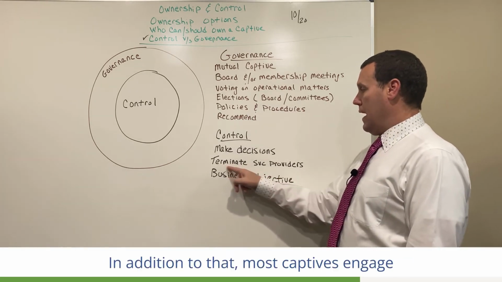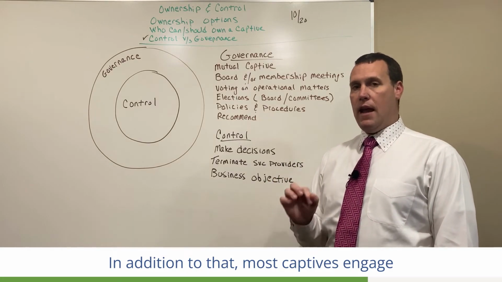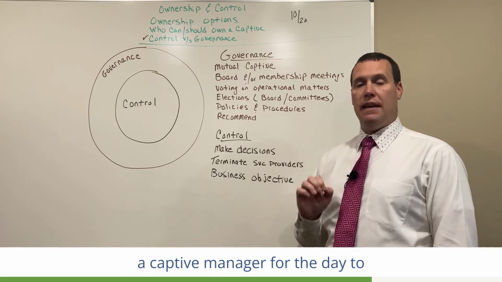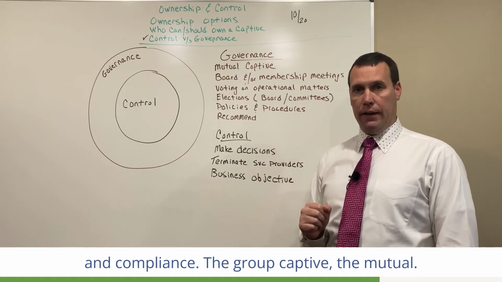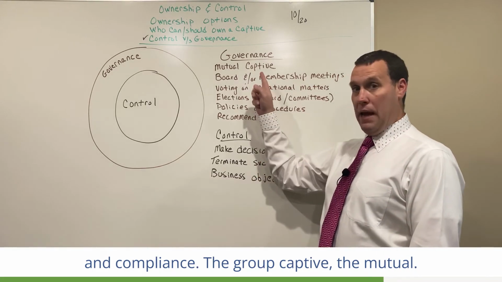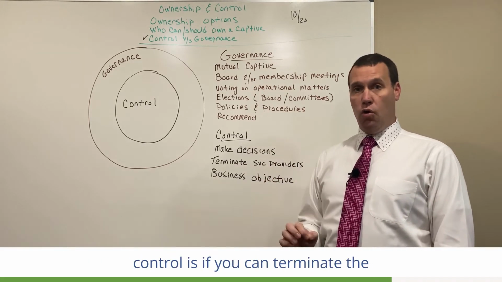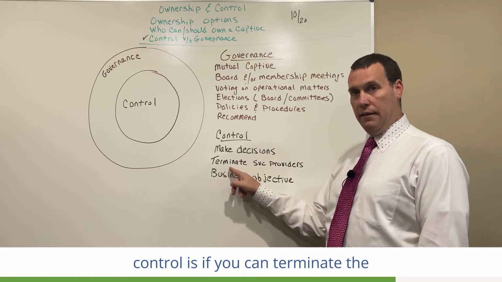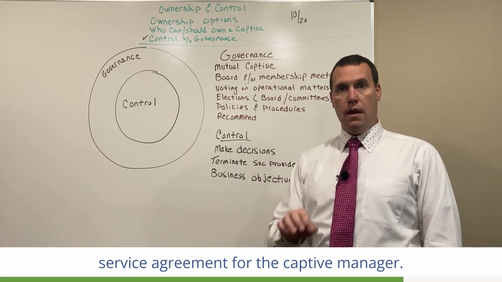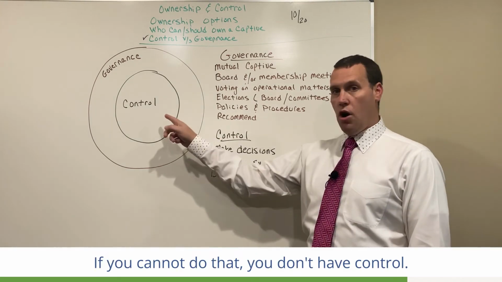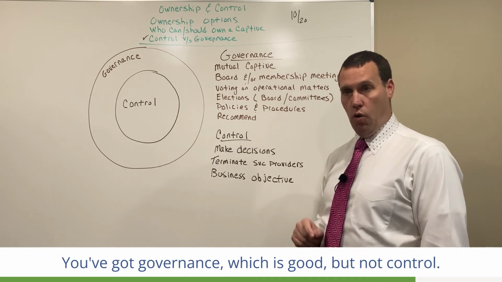In addition to that, most captives engage a captive manager for the day-to-day operations and for the regulatory management and compliance. For the group captive, the mutual, the first test on whether you have control is if you can terminate the service agreement for the captive manager. If you cannot do that, you don't have control. You've got governance, which is good, but not control.